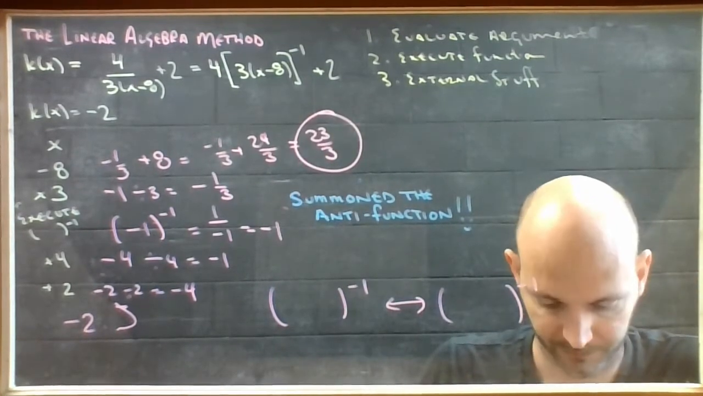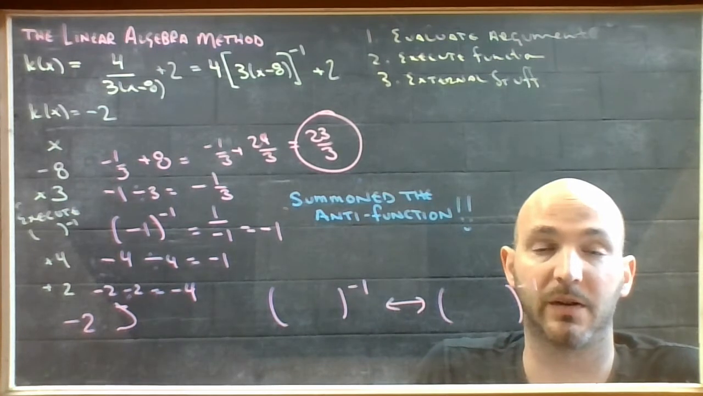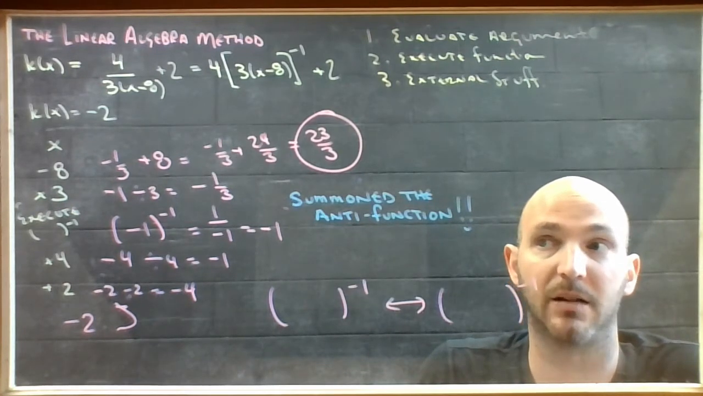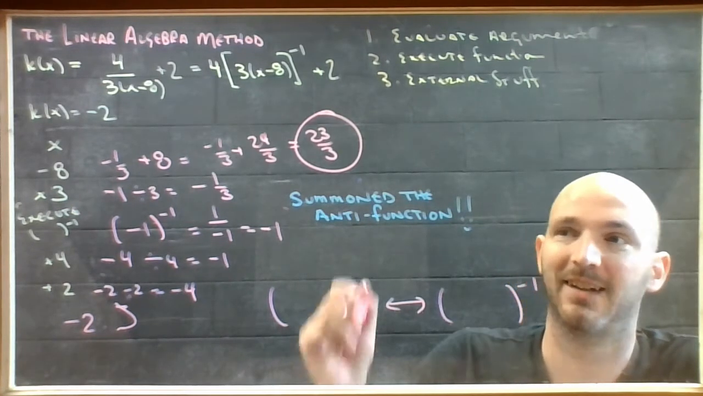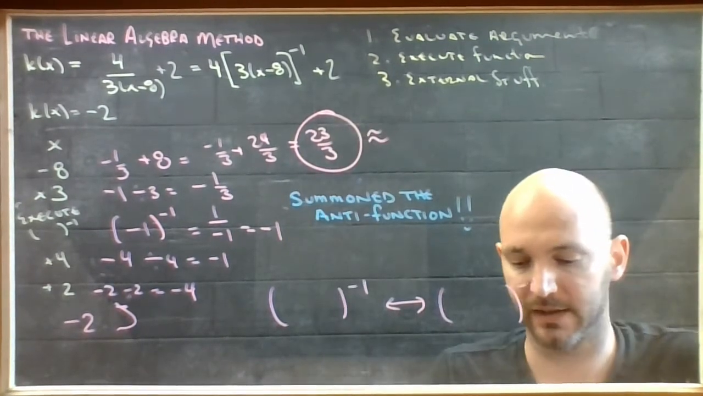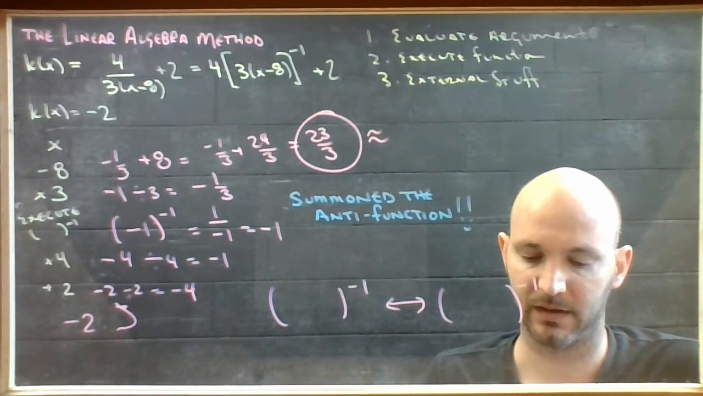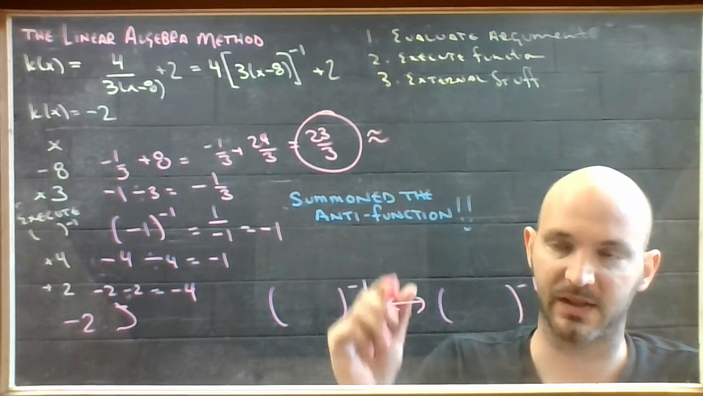Lovely. Now, to check it, we could run through this with all the fraction rules if you like, but I don't want to do that. We're just checking anyway. So I'm going to approximate that as 23 divided by 3 is 7.667.